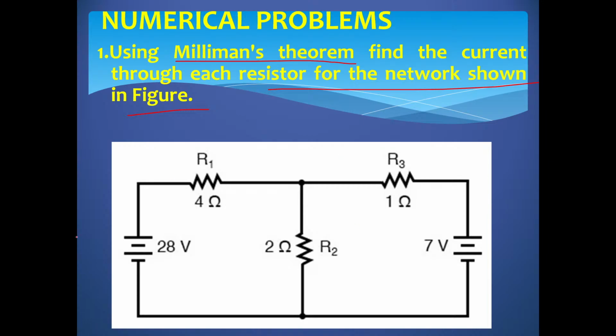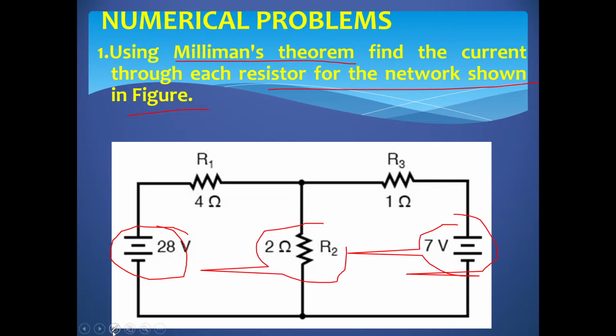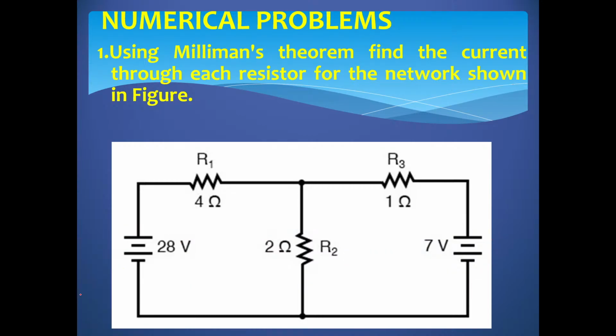This is our network. If you observe here in this network, in this branch there is a voltage source. In this branch there is a voltage source. What about this branch? There is no voltage source at all, isn't it? Only two voltage sources are there, but I can see three branches. Only two sources are there. So let us see what we can do.